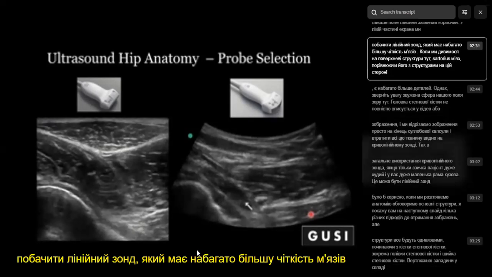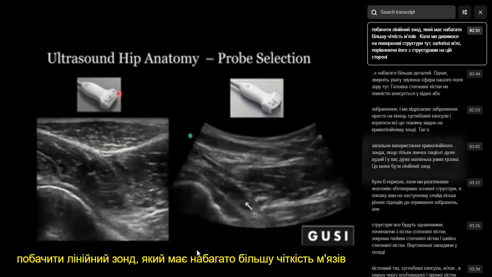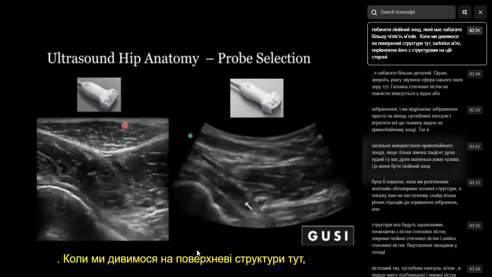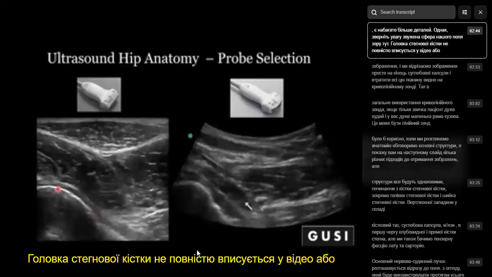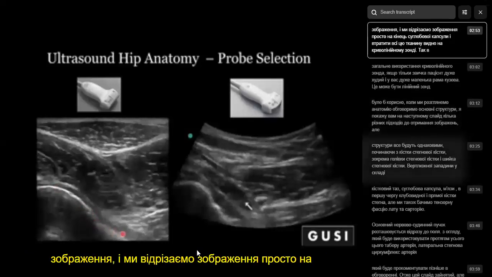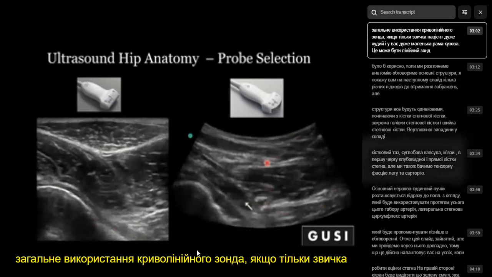On the left side of the screen, we see a linear probe, which has much greater muscle clarity. When we look at the superficial structures, here the sartorius muscle, comparing it to structures on this side, there is much greater detail. However, notice the narrowed scope of our field of view. Here the femoral head doesn't fully fit in the video or image, and we cut off the image just at the end of the joint capsule and lose all of this tissue seen on the curvilinear probe. So in general, use the curvilinear probe unless the habitus of the patient is very lean and you have a very small body frame, where maybe a linear probe would be useful.